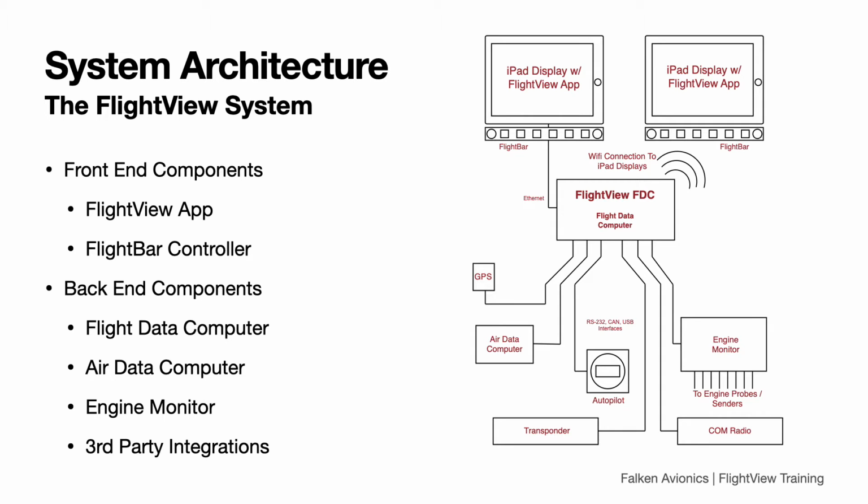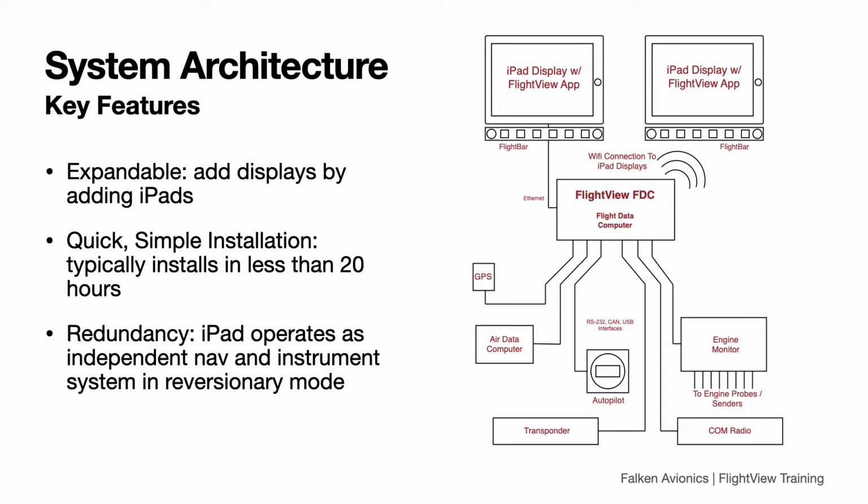We've basically unbundled the EFIS, breaking it into front-end display components and back-end data source components. Where the typical EFIS puts all of that into a single expensive custom display system, FlightView uses off-the-shelf Apple iPad tablets for the display, and a separate flight data computer as the core or hub of the system. This architecture has a number of real advantages.